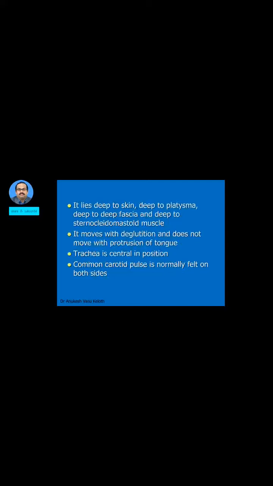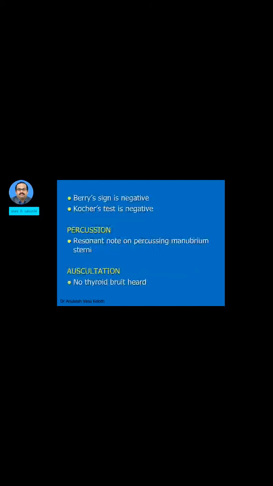It lies deep to skin, deep to platysma, deep to deep fascia, and deep to sternocleidomastoid muscle. It moves with deglutition, does not move with protrusion of tongue. Trachea is central in position. Common carotid pulse is normally felt on both sides. Berry sign is negative, Kocher's test is negative. Percussion, a resonant note is percussed on the manubrium sterni. On auscultation, no thyroid bruit is heard.